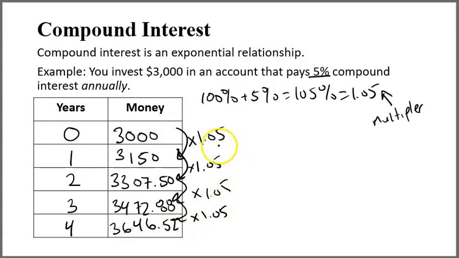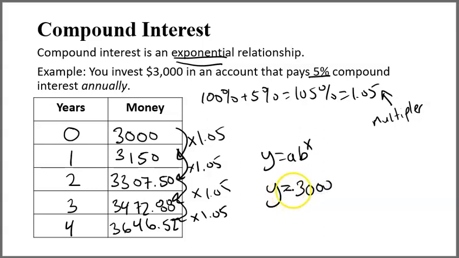So I get 3,646.52. Because it's an exponential relationship, and we've learned exponential graphs, they increase by multiplying going down the output, which is money, I can use my y equals a times b to the x to model this. My a is my initial amount, which is 3,000, and b is the multiplier. So it's the 100% plus the rate of interest. And so there's a model for that result.